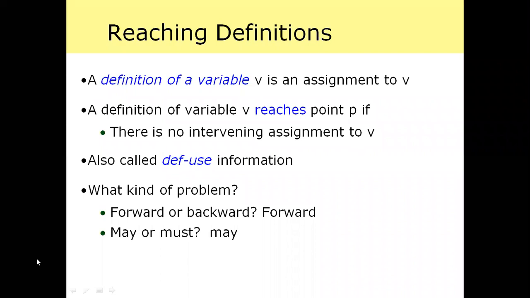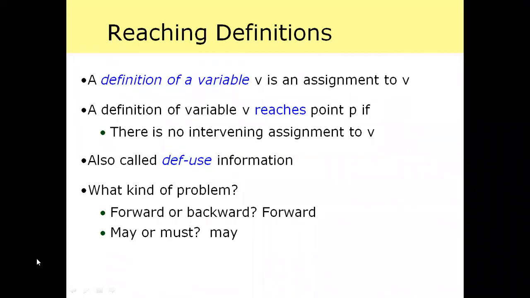And here we are also using the definition-use information, what we are going to define and what we are going to use. A definition of a variable v is an assignment to v, right? So a definition of variable v reaches some point p if there is no intervening assignment to v, and only then can it be called a reaching definition. And what kind of problem is it? It is a forward may problem. This is also one of the most important properties for data flow analysis.